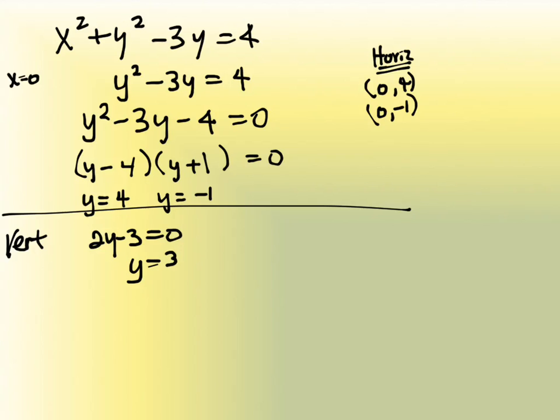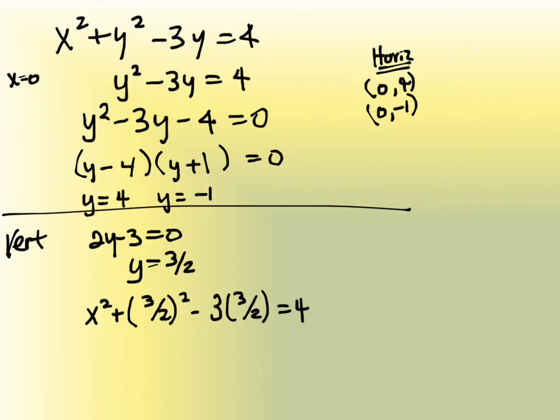Y equals 3 halves. I have one answer now for y. Y equals 3 halves. Now what? Exactly. Very good. So I'm going to plug in the 3 halves into the original equation. So this is going to be 3 halves squared plus y squared. I'm sorry, I put it in the wrong place. I put it in for x. My apologies. Let's try that again. X squared plus 3 halves squared minus 3 times 3 halves equals 4.